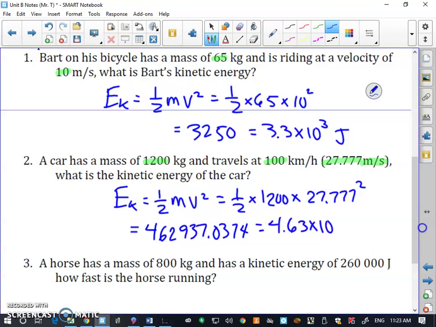4.63 times 10. Now count how many spaces here. So we've got the decimal point right here. 1, 2, 3, 4, 5. So times 10 to the 5 joules.